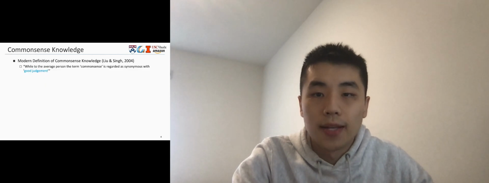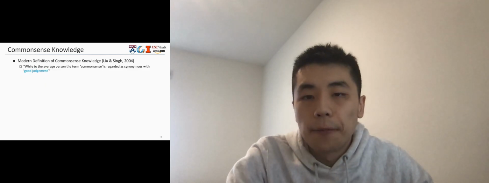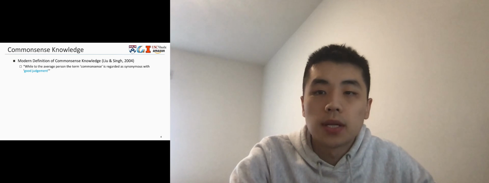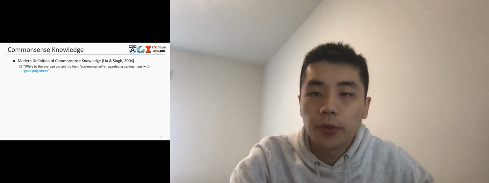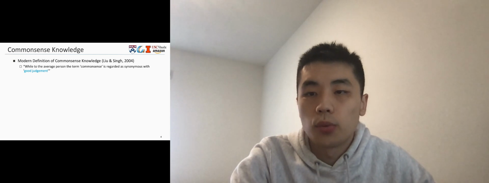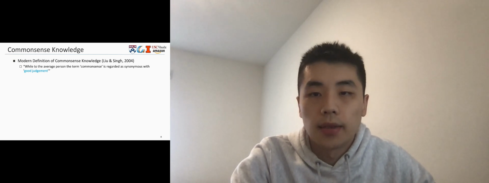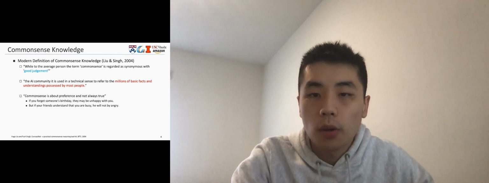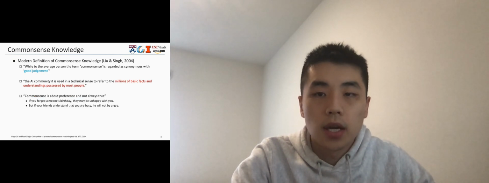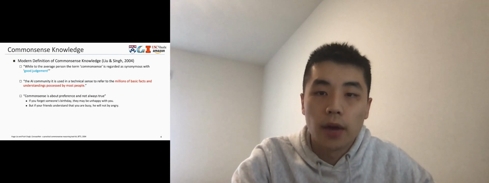Okay, so let's start with common sense. For ordinary people, common sense basically means good judgment about the world around us. And in the AI community, it is used as a technical term referring to millions of basic facts and understandings possessed by most people. One unique property of common sense is that it is about preference over ordinary objects, and they are not inevitably true.